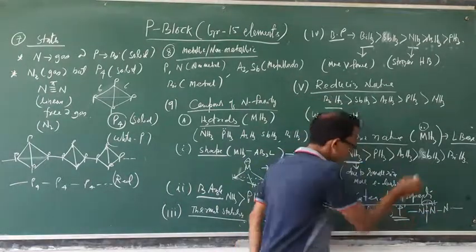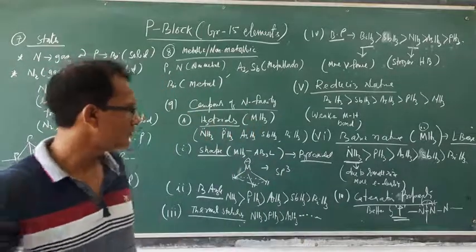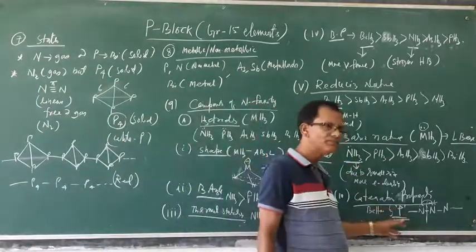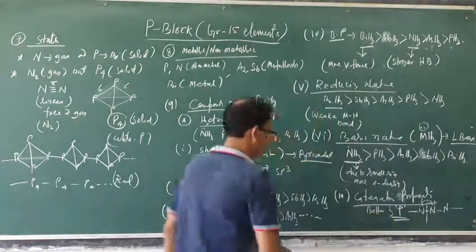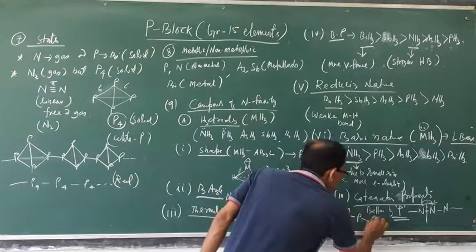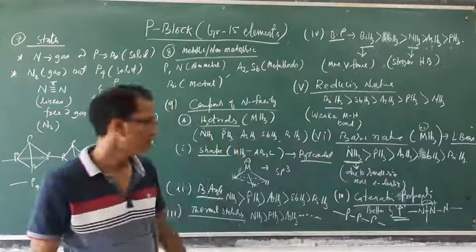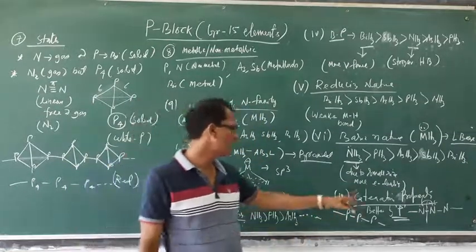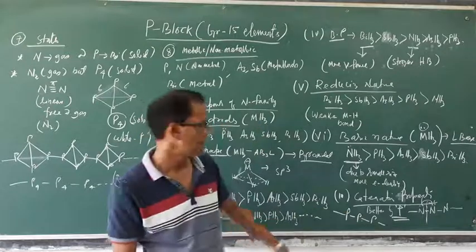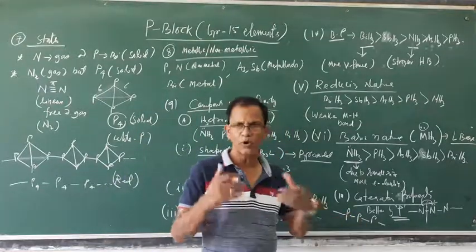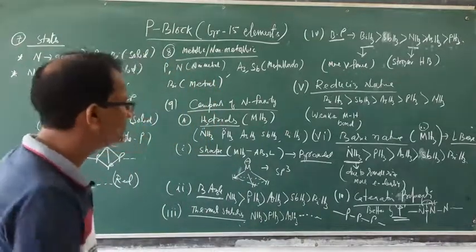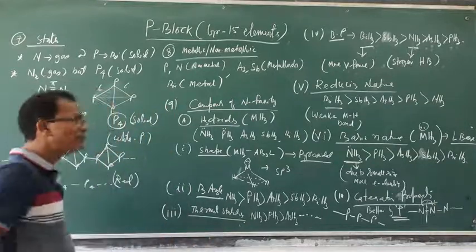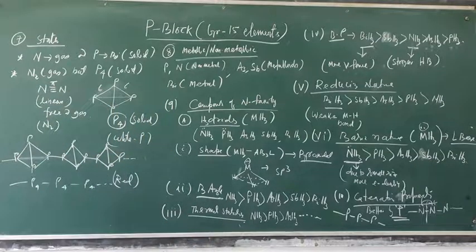Why phosphorus? Phosphorus shows catenation property because phosphorus is not a smaller atom, not a highly electron-dense atom, and the P-P bond is more stable compared to nitrogen. This bond is more stable because electron repulsion is less. Due to low electron repulsion, bond strength increases. That's why catenation property is possible for phosphorus. So these are some important properties of the nitrogen family. Okay? Then next.